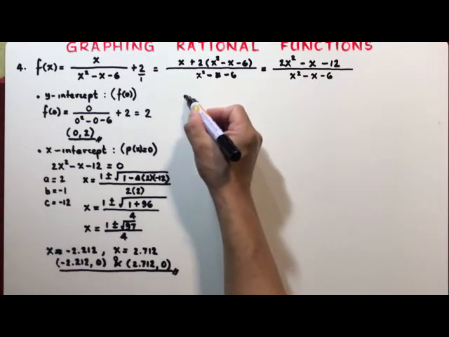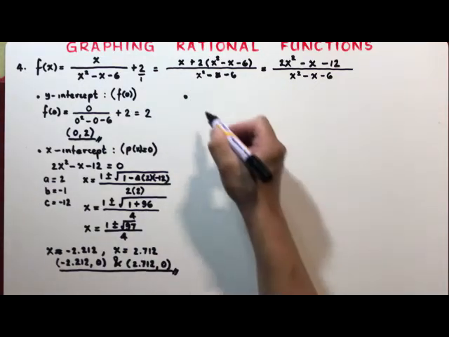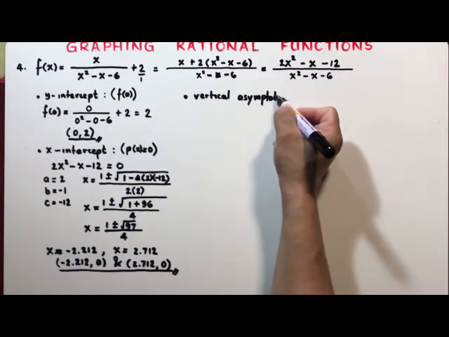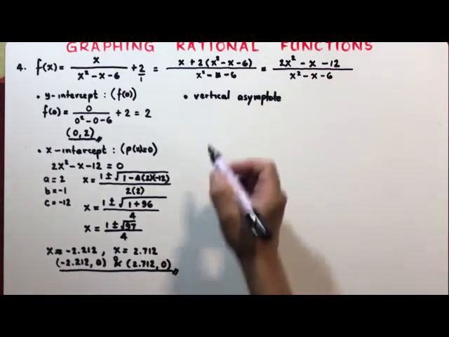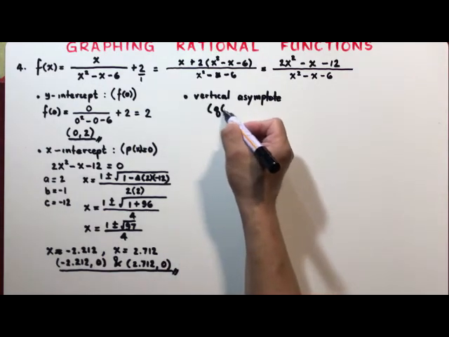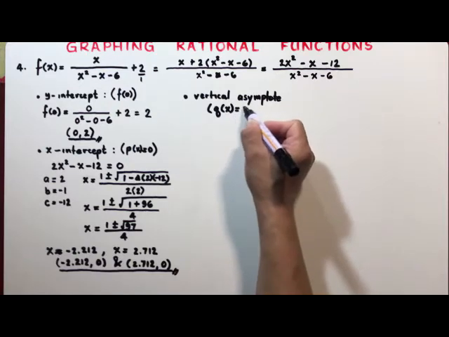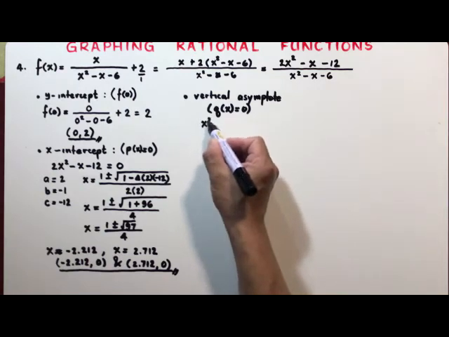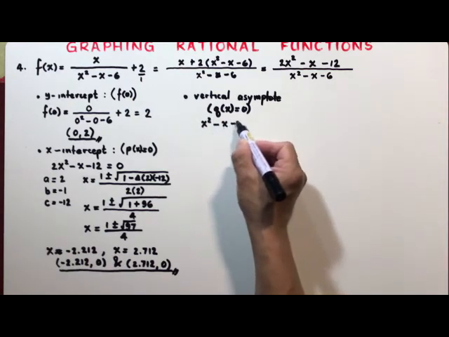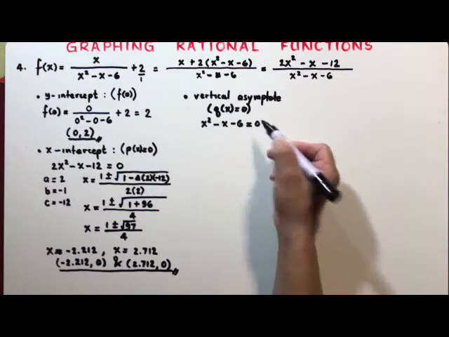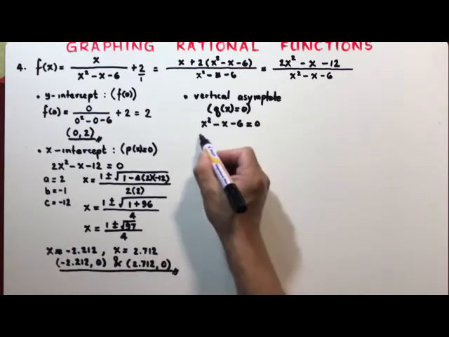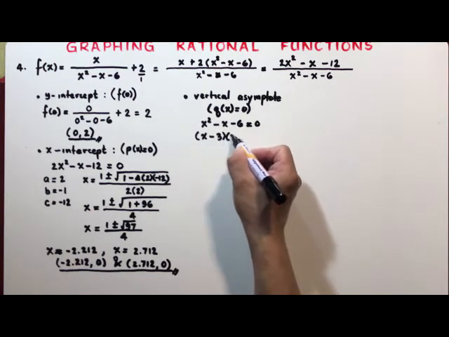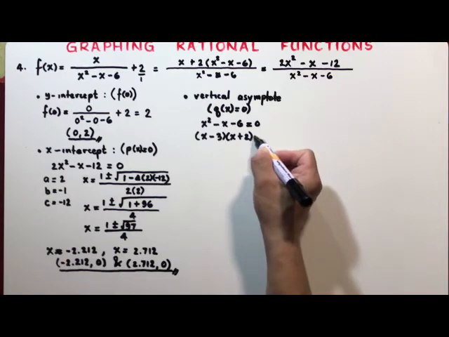Now, let's proceed to the next step, which is finding the vertical asymptote of the function. To find the vertical asymptote, we set our denominator equal to 0. So setting this denominator equal to 0, we have x squared minus x minus 6 equals 0, and we can easily factor this quadratic trinomial as x minus 3 times x plus 2.